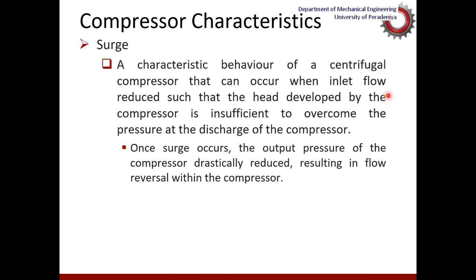Now, before moving on to compressor characteristic maps, a couple more things to take into account. The compressor surge is basically when the inlet flow rate is reduced to such a great extent that the head developed by the compressor is insufficient to overcome the pressure at the discharge of the compressor. We call it surge. When the surge occurs, the output pressure of the compressor is drastically reduced, resulting in reduced flow. We could expect some kind of flow reversal as a result of surge.